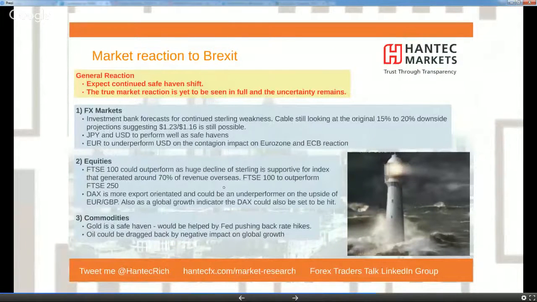So what are we looking at in terms of market moves in reaction to Brexit? Well, I think a continued safe haven shift in markets, and also, as I've been saying for a week or so now, I don't think the true market reaction is yet to be seen in full. Certainly, cable has started to accelerate to the downside. Dollar yen's accelerating again. I think the rebound and subsequent consolidation that we saw last week was just a bit of respite before further selling pressure, because nothing's changed.